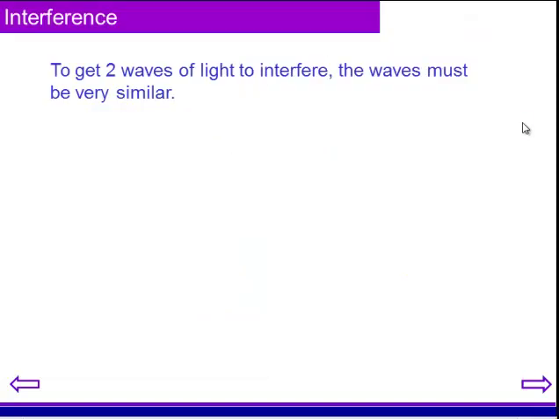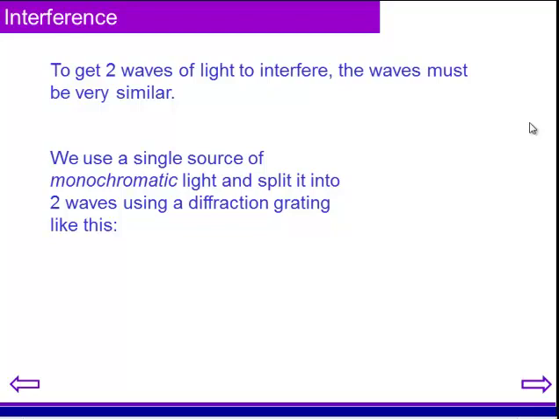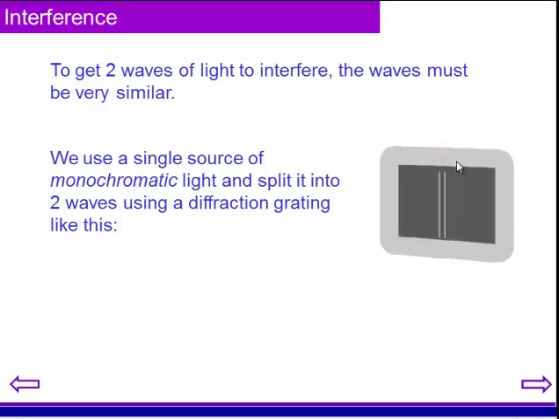Interference takes place with all types of waves, but for light waves to interfere, they must be very, very similar. For this to work successfully and for us to be able to visualize it, what we do is use a single source of monochromatic light, so light which gives off one frequency of light, and split it into two waves using a diffraction grating. So it's just a grating with two slits in, quite close together.